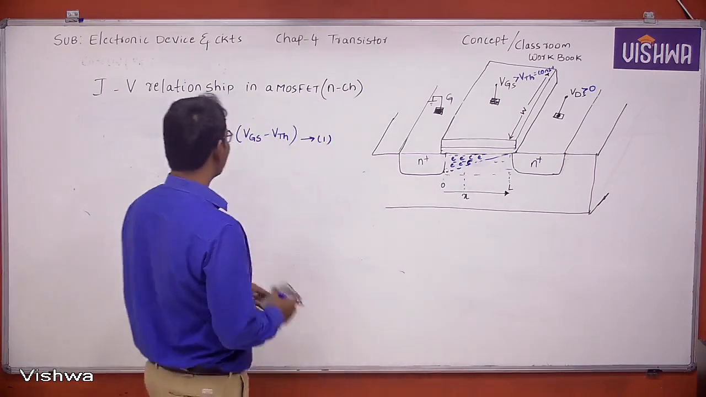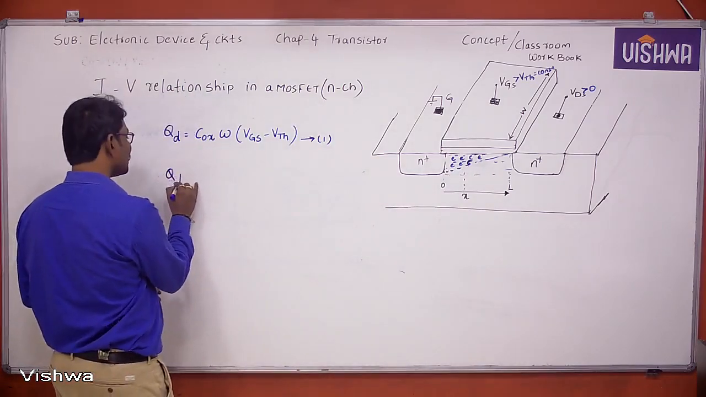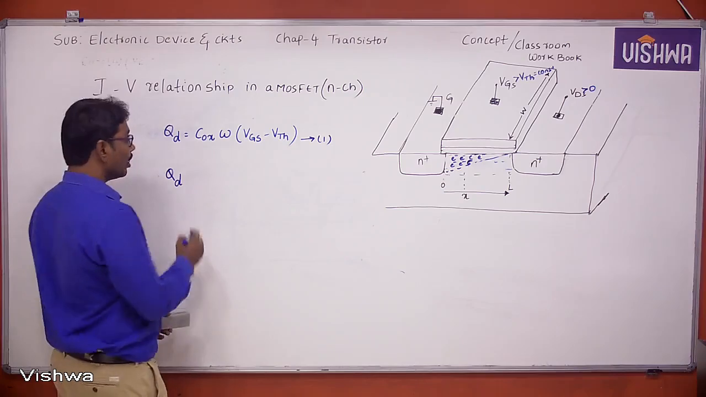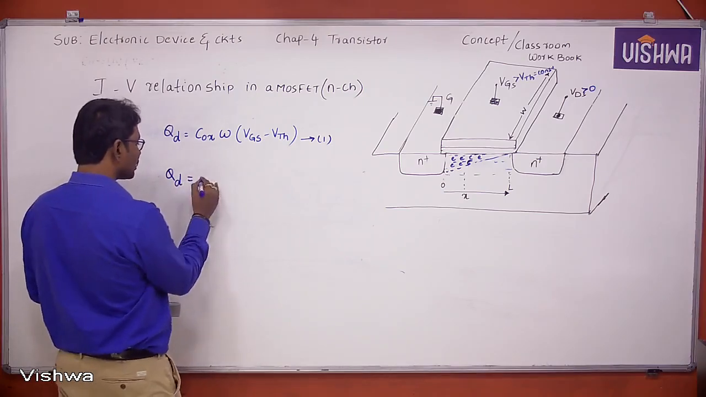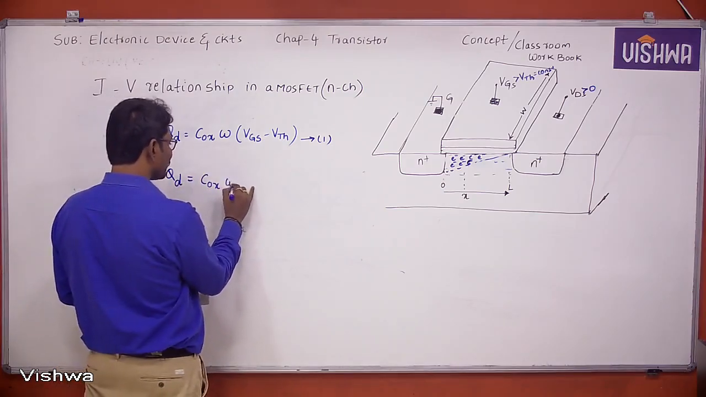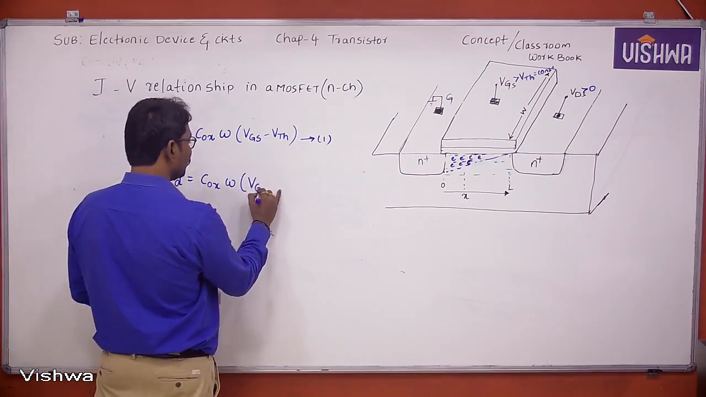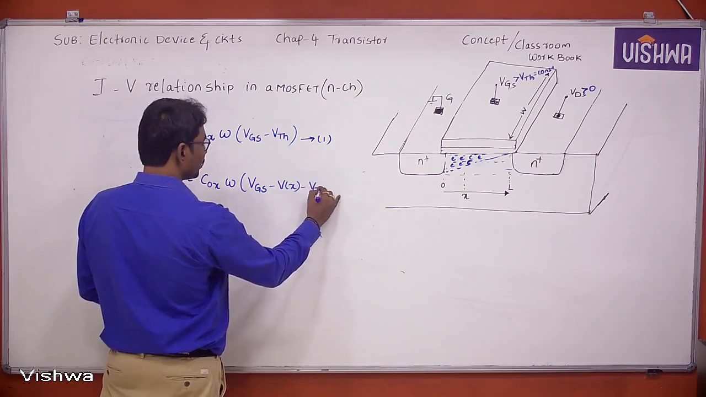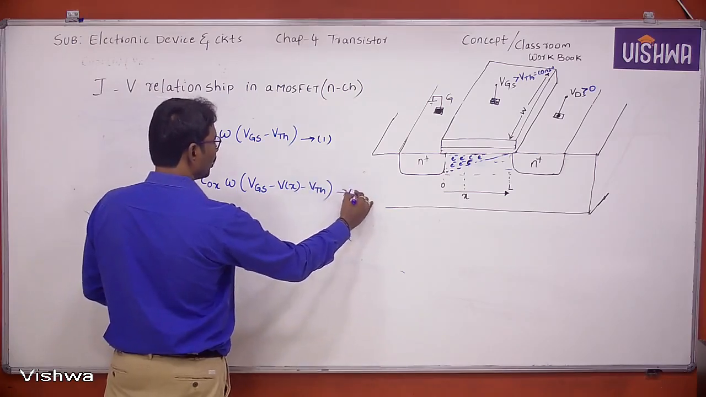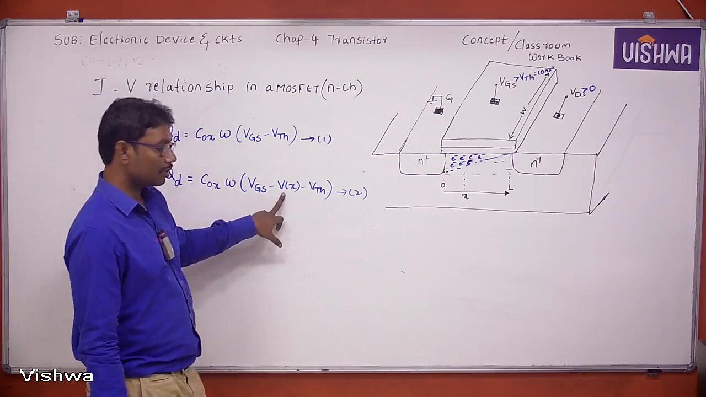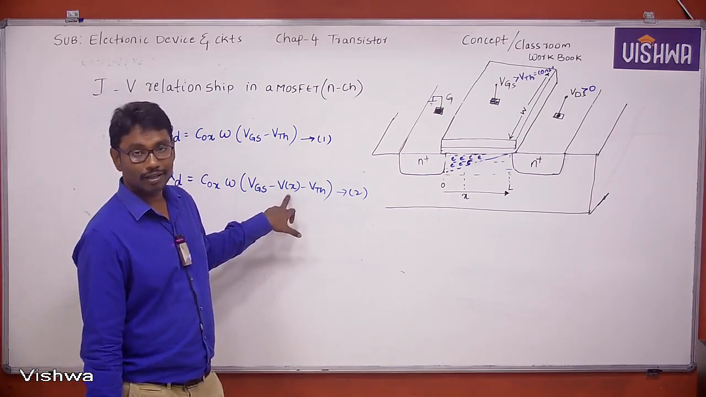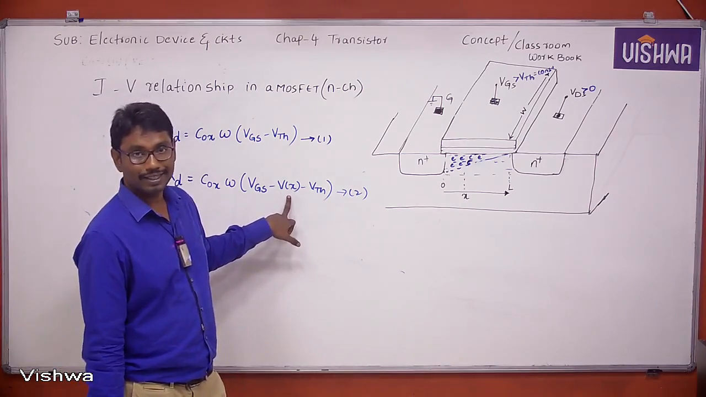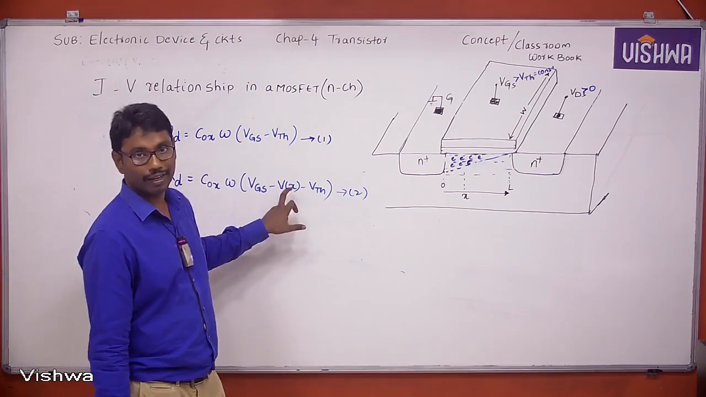In this case, what is the charge density in the inversion region? Actually, QD equals COX into W into (VGS minus V of X minus VTH). Where V of X is nothing but the channel potential with respect to distance at a point X.